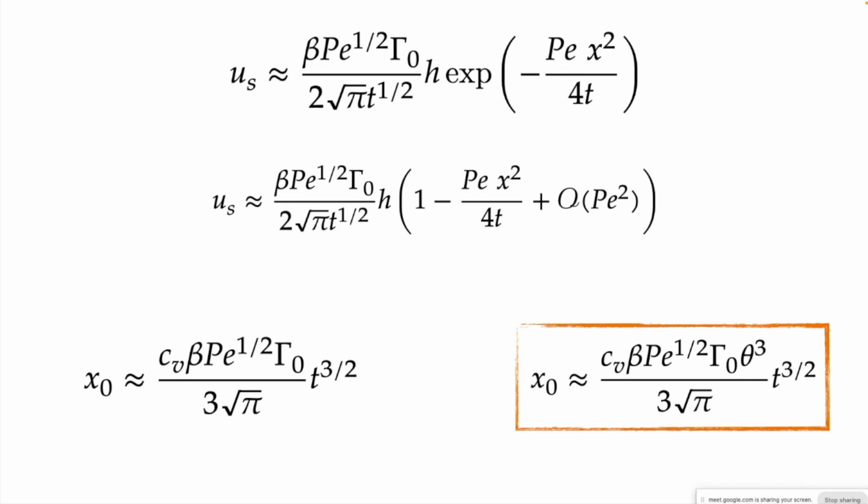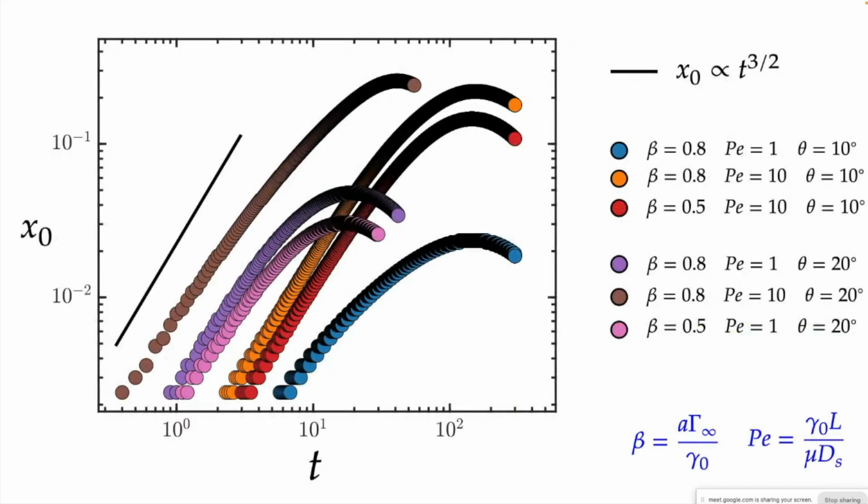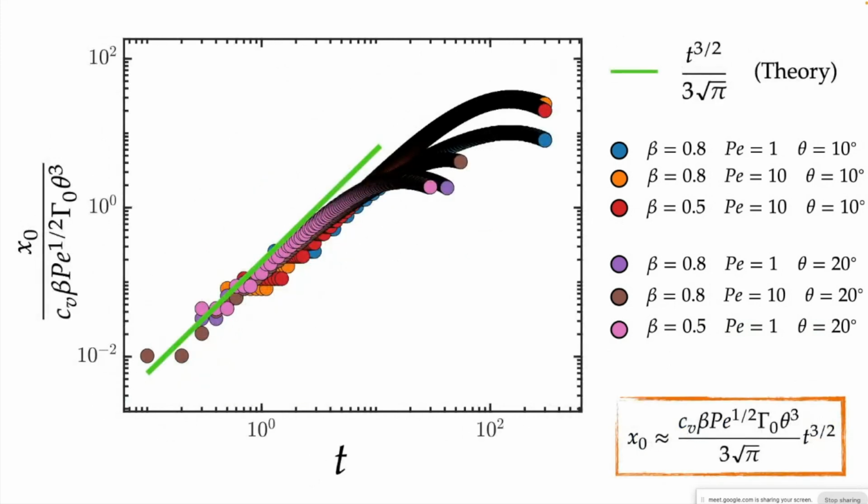So you can see for x naught we get a t to the 3/2 power law, which we had seen in our plots, and we also see the dependence on beta and Peclet. Again, how it looks on my plot: it was all over the place. Now I compensate this with my prefactor, and you can see it collapses quite well. Also this line is again from the theory with no adjustable parameters, so it matches quite well.